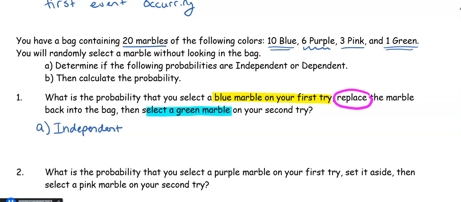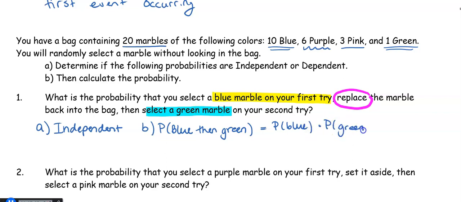The reason is because if I pick a blue marble and I put it back in the bag, my sample space isn't going to change. I still have the same likelihood of picking the same blue marble in the same bag of 20 marbles. So if I want to calculate the probability of blue then green, I'm simply going to multiply those two together. So the probability of blue times the probability of green.